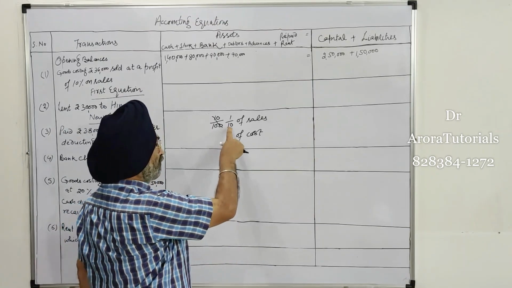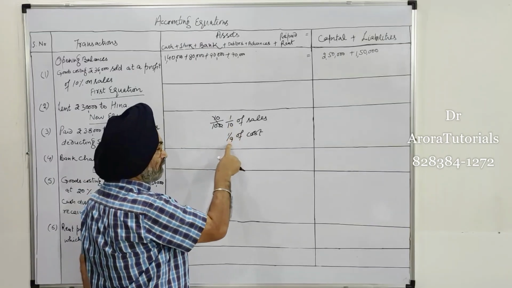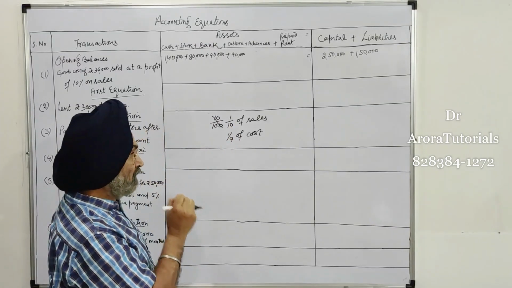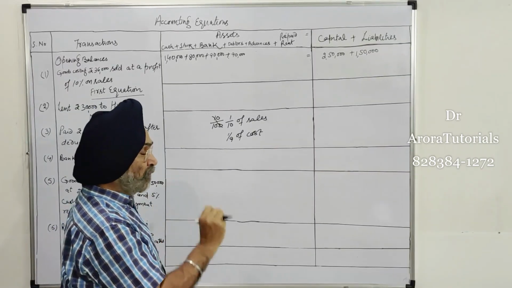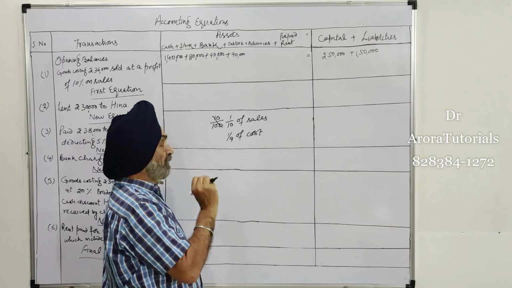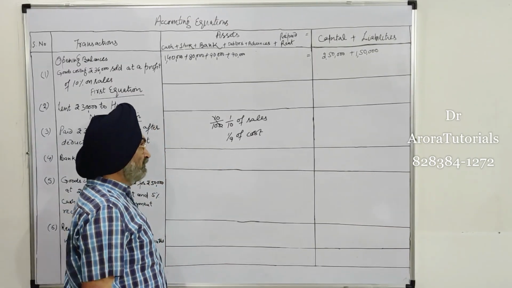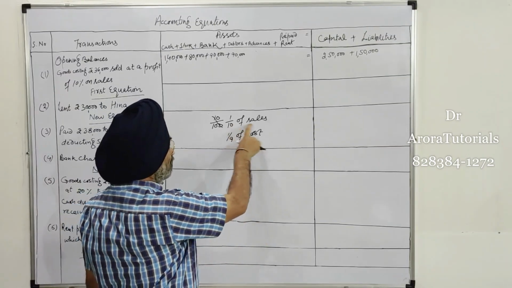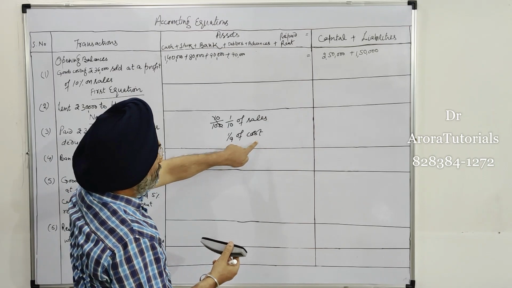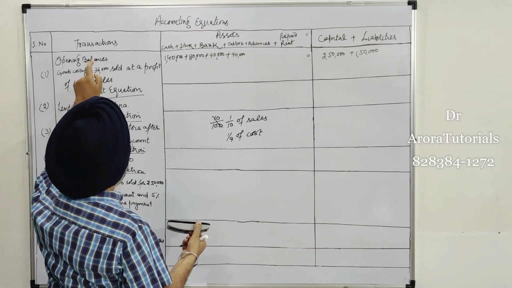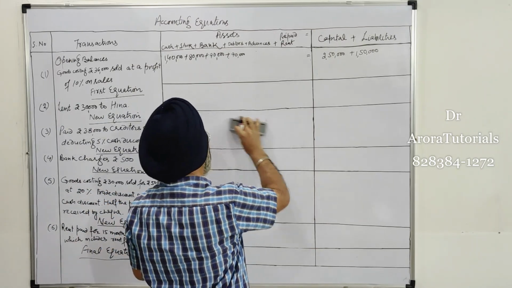If it is 1/5 of sale, it will be 1/4 of cost. If it is 1/4 of sale, it will be 1/3 of cost. It will always be 1 less in case of profit. But in case of loss, it will be the other way around. That we'll discuss at some other stage. So 1/10 of sale means 1/9 of cost. If we calculate 1/9 of cost, that comes out to be 4,000. 4,000 will be our profit.